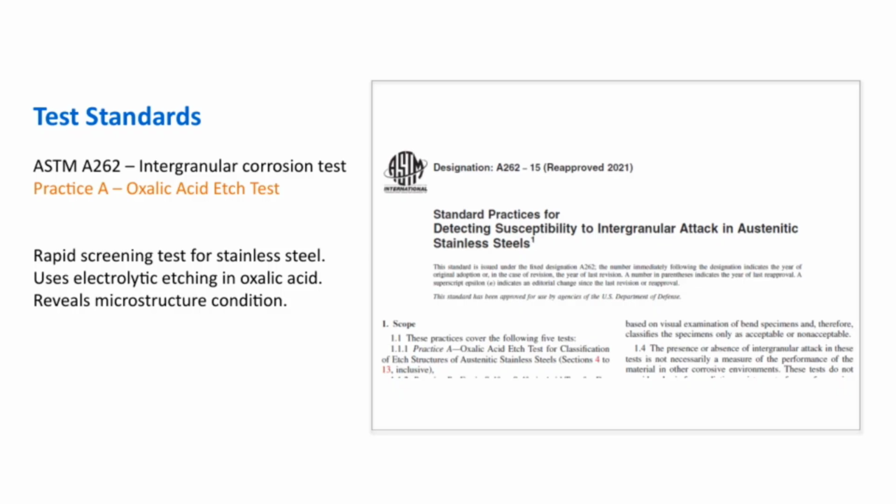Next, there's Practice A, known as the Oxalic Acid Etch Test. This is a rapid screening method used to evaluate the microstructure of stainless steel quickly and efficiently. It involves electrolytic etching in oxalic acid, which reveals the microstructure condition of the material. The key point here is that this test provides a visual indication of the microstructure, helping us identify any potential issues such as sensitization or segregation. Overall, these standards and practices are essential tools in quality control, ensuring that stainless steel components meet the required performance standards before they are used in critical applications.